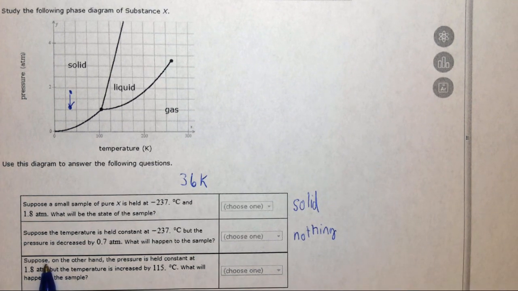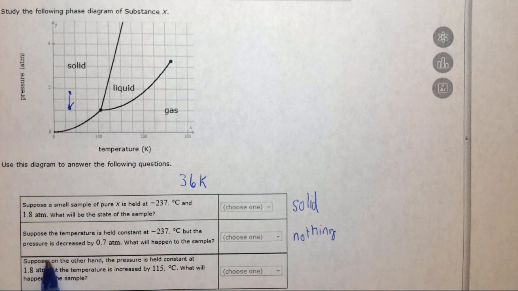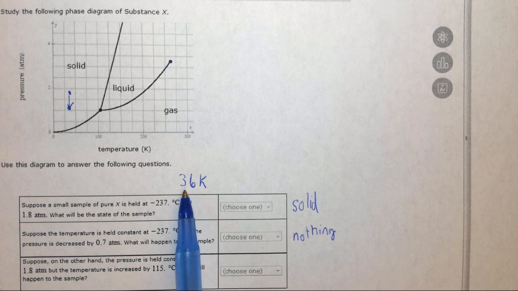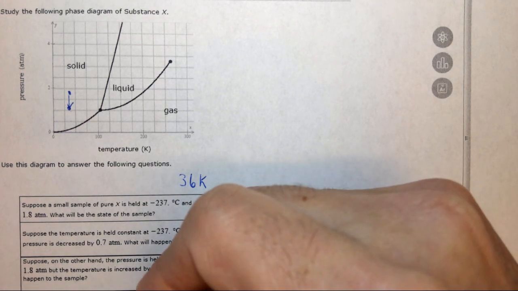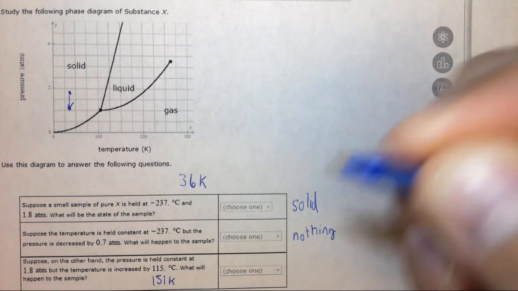In the next case, it says, suppose on the other hand, the pressure is held constant at 1.8 atmospheres, but the temperature is increased by 115 degrees C. What will happen to the sample? Well, notice that a temperature change of 115 degrees C is also the same as a temperature change of 115 Kelvin. So if we add 115 to 36 Kelvin, we get 151 Kelvin.